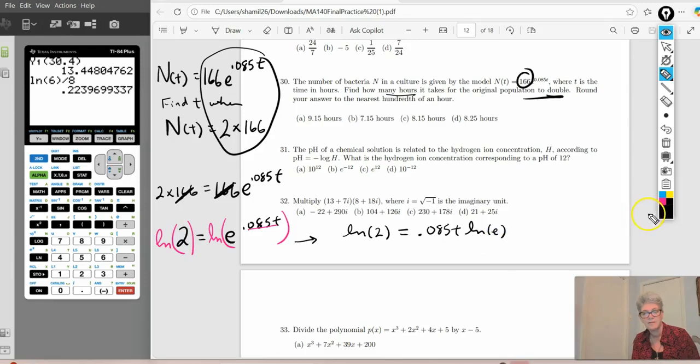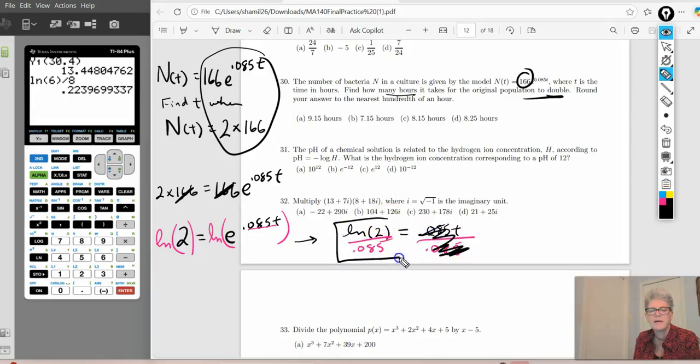But ln of e, the natural logarithm of e, is just the number 1. So I'm going to have 0.085 times t times 1, so I'm just going to take that off now. And how long? Find t. So to find t, I'm going to divide both sides by 0.085. And so those cancel, and this is my answer. How long will it take? It will take natural logarithm of 2 divided by 0.085 hours.